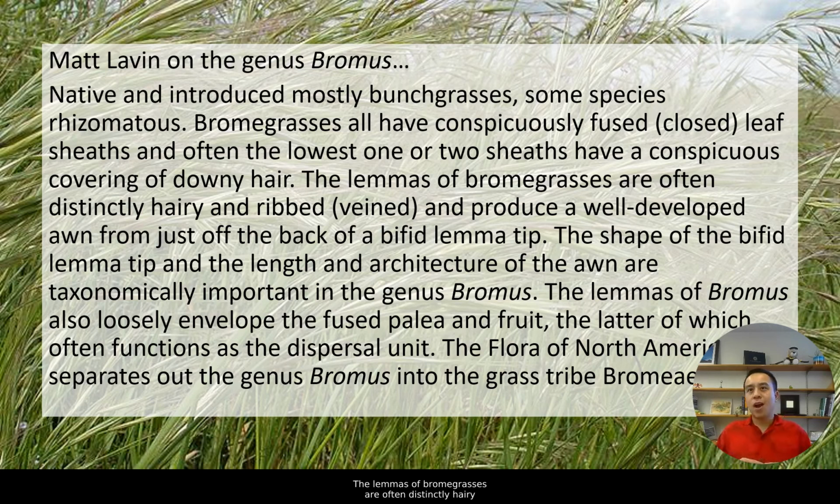The lemmas of brome grasses are often distinctly hairy and ribbed. Often you can see the venation well, and they produce well-developed awns just from the back of the lemma tip.